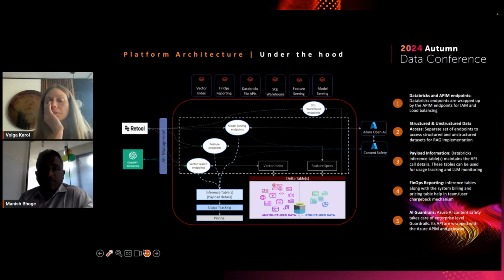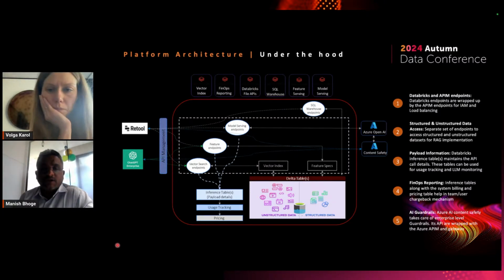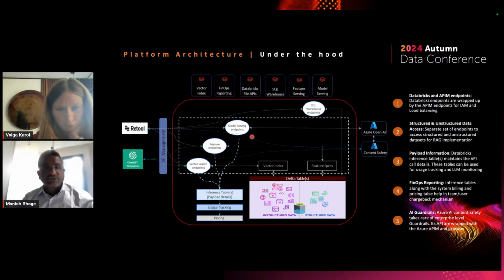Now, let me go a little bit in depth into how it has been used under the hood. As you have seen, there are multiple endpoints: a vector search endpoint, feature serve endpoints, and a model serve endpoint. All these endpoints, as and when they are used, get captured into an inference table, what we call a payload detail table, and the usage tracking table, which basically captures the information about each request and response.